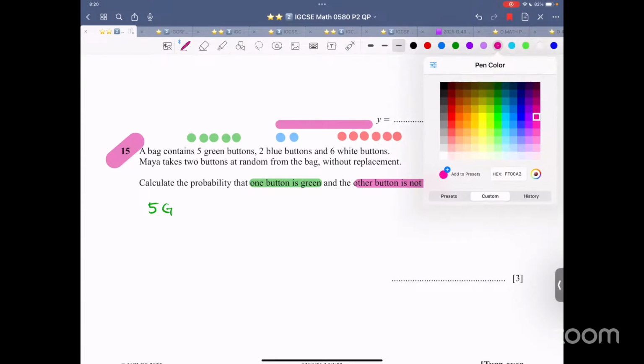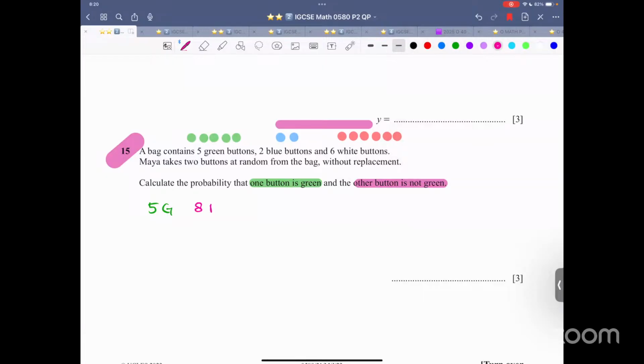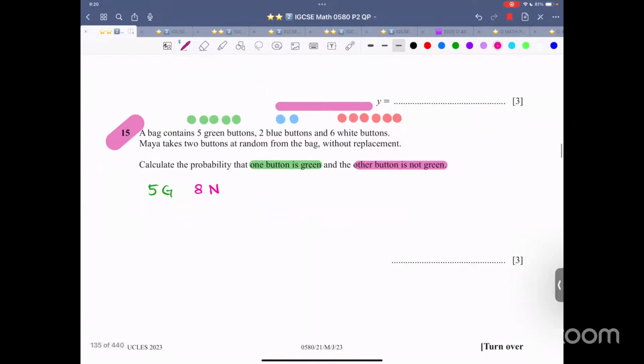That this is 2 plus 6 is 8 non-green. Got the idea? So now, first of all, the total is how much? 5 plus 2 is 7, 7 plus 6 is 13. So there is a denominator of 13, there is a denominator of 12. Then let me write a denominator of 13, a denominator of 12. It could be green and not green, or it could be not green and green.